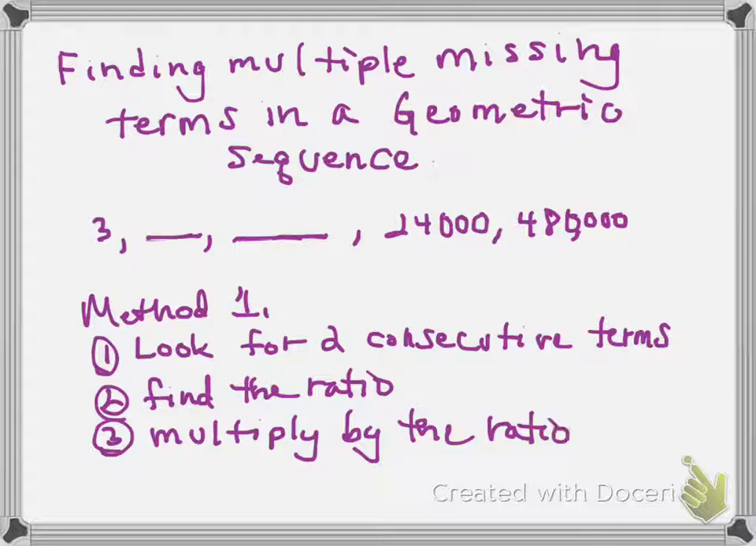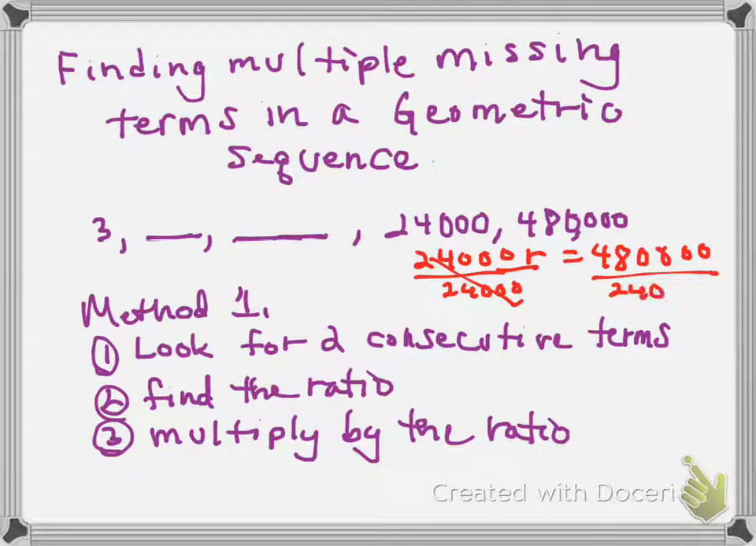So in this case, we're given those last two terms, and we can set up an equation: 24,000 times my ratio equals 480,000. So then we can divide by 24,000. Those cancel. We can cancel 3 zeros. 48 divided by 24 is 2. So our ratio is 20.